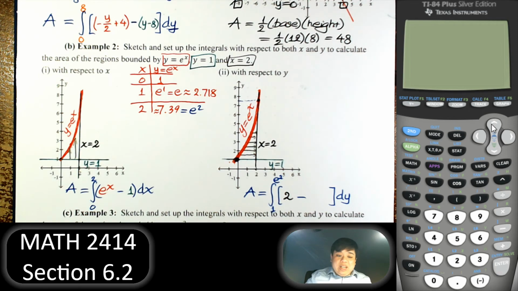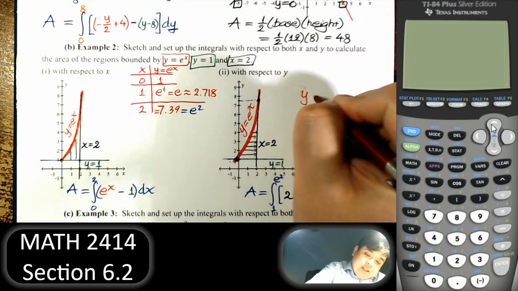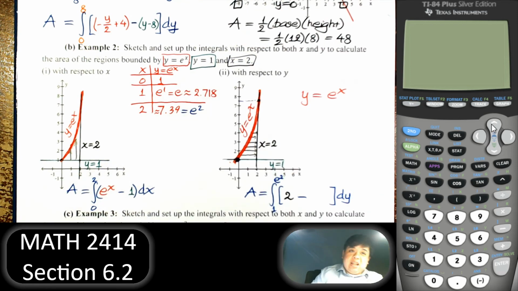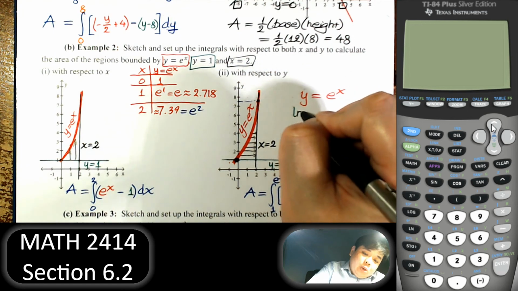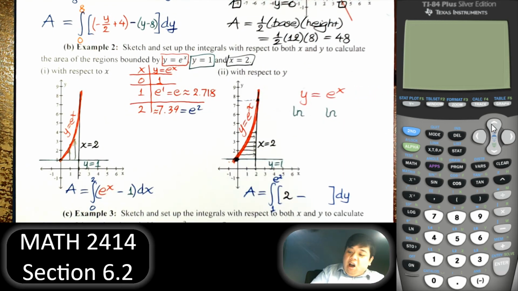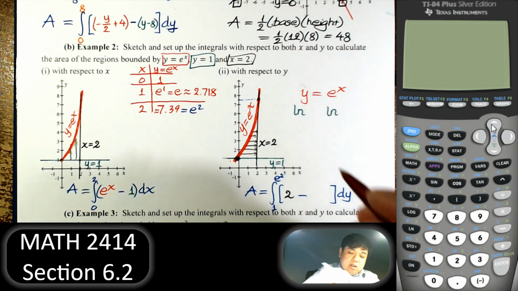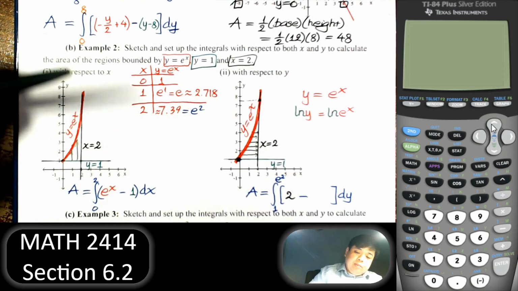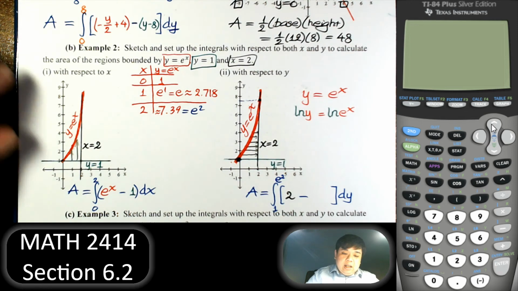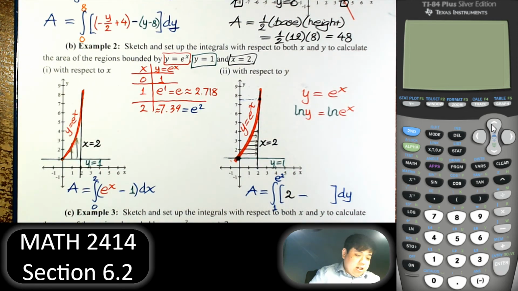Right. So y equal to e to the x. How do we write that as x equal to something of y, or the inverse function, if you will. So to get rid of the exponential, we use the log or the ln, because those are inverse functions of each other. So we take ln on both sides, and ln of y, just ln of y.